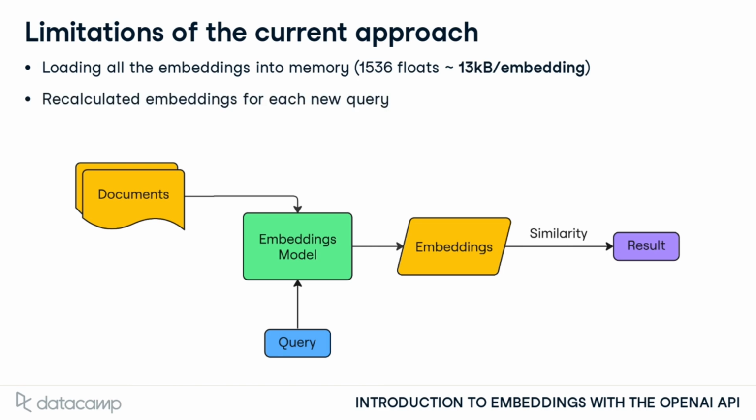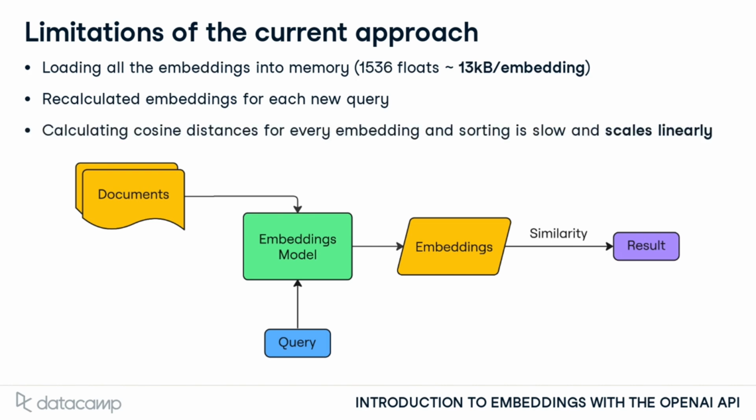We also recalculated these embeddings with every query rather than storing them for later use. To compare similarity, we computed cosine distances for every embedded document and sorted the results, which are both slow processes that scale linearly. To enable embeddings applications with larger datasets in production, we'll need a better solution: vector databases.